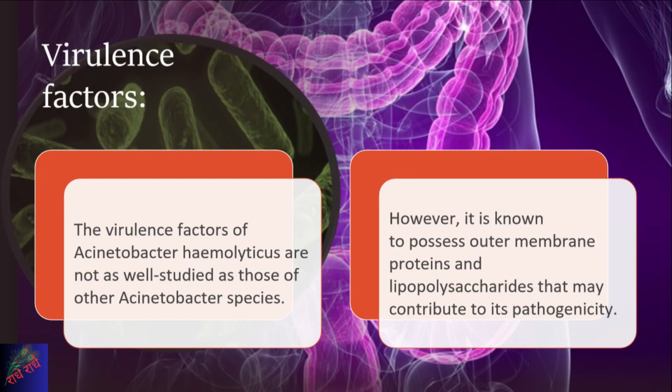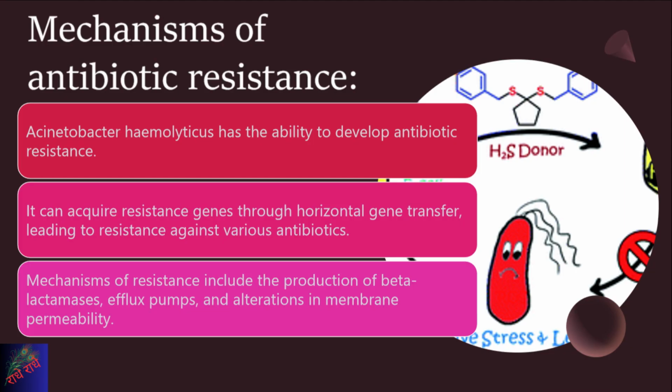Acinetobacter hemolyticus has not been extensively studied in terms of its virulence factors compared to other Acinetobacter species. Nonetheless, it has been discovered that the bacterium has outer membrane proteins and lipopolysaccharides that could play a role in causing disease. The bacterium has the ability to develop antibiotic resistance, which may lead to treatment failure.